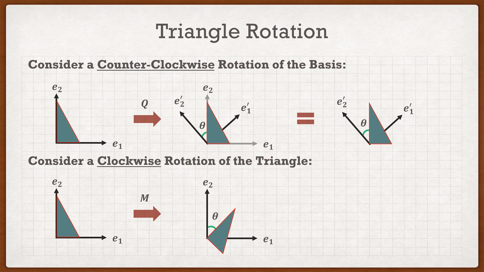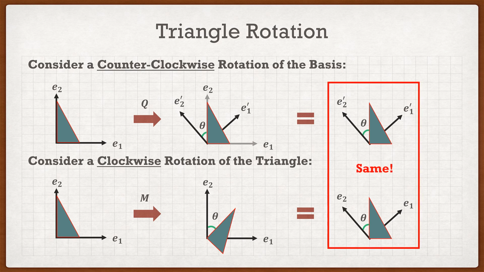So if we take that whole picture down there, the two basis vectors and the triangle, and we slowly rotate that counterclockwise, we'll see we have this image right here. Wait, that looks familiar. That's the exact same as the one above. So here's the trick to the question. A counterclockwise rotation of the basis is the exact same as a clockwise rotation of a shape.